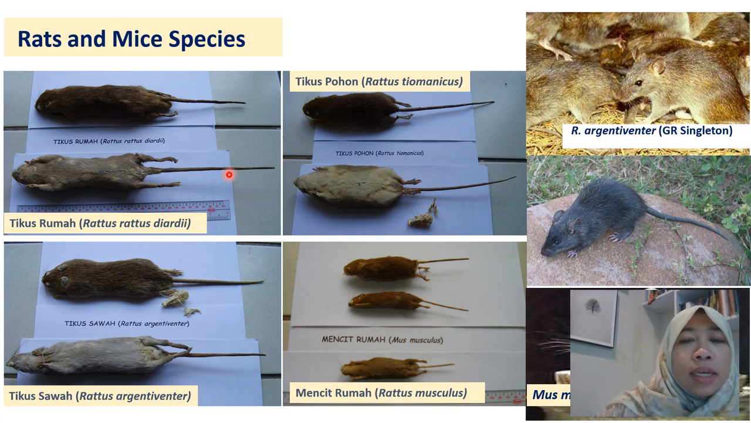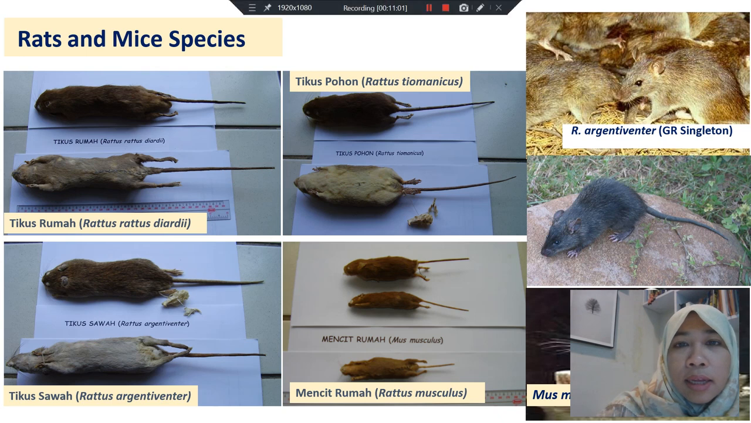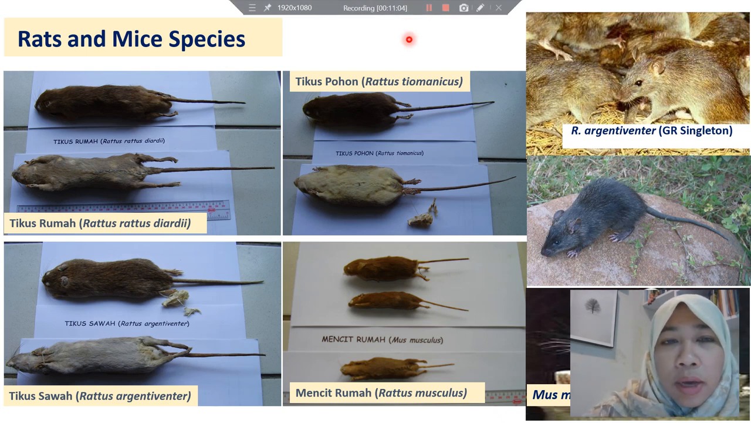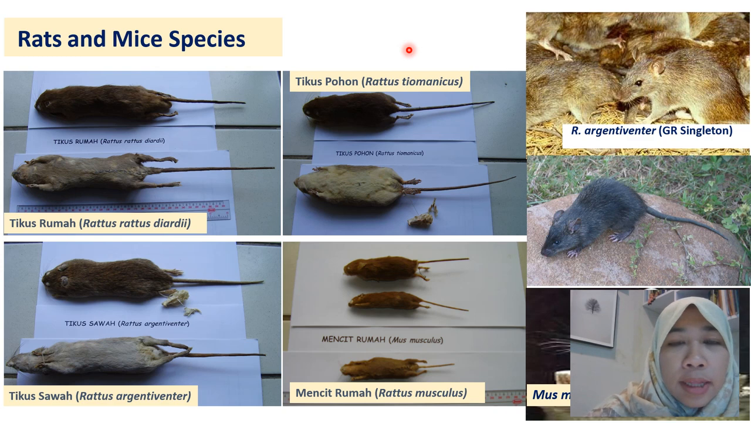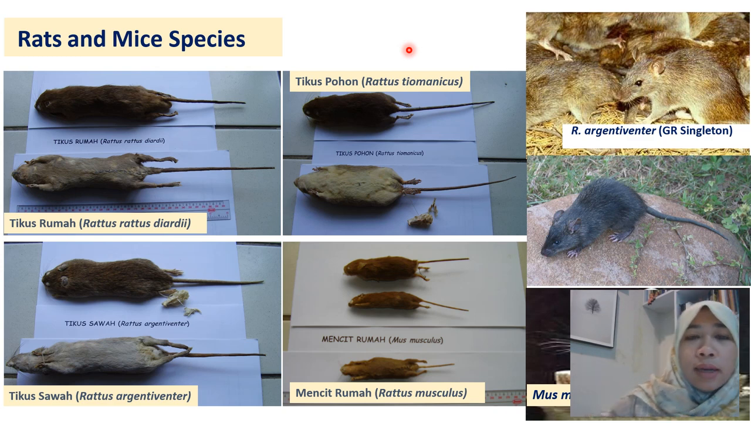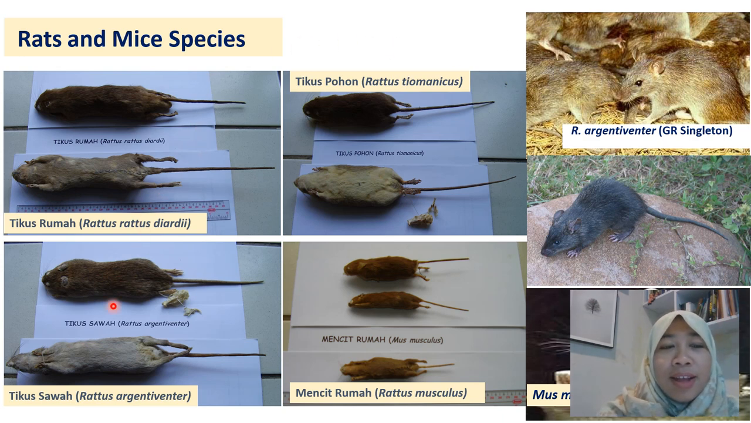Okay, this is the preservation of rat. Preservation, it means awetan tikus. While for insects, we have insectarium. This is the rodent preservation, and I have made this rodent preservation. How to make this rodent preservation? Do you know how to make this cute one? It's like a doll.